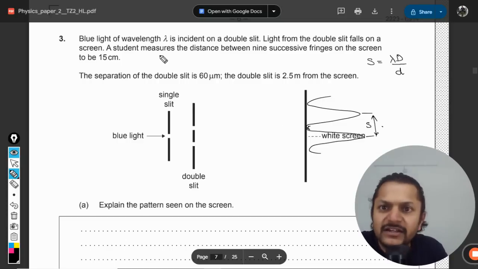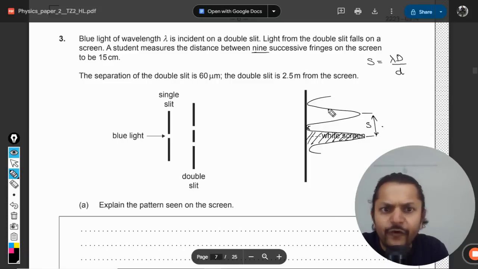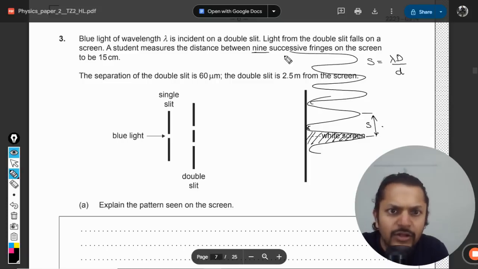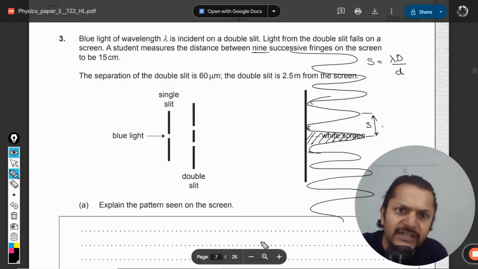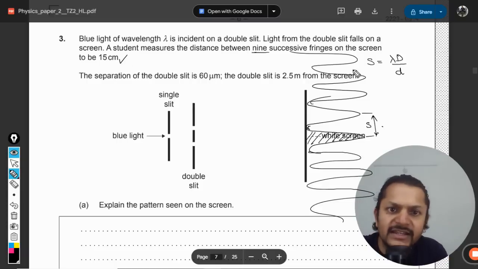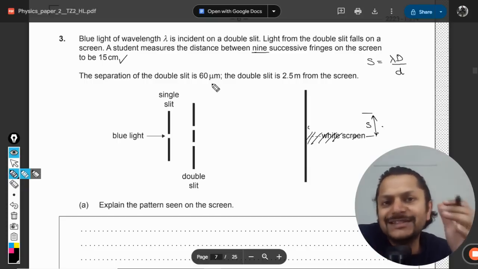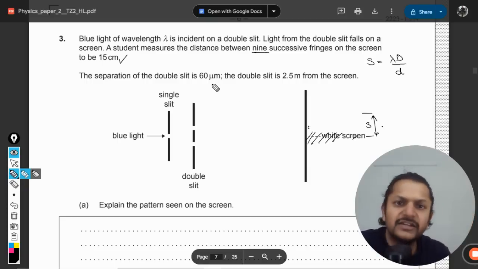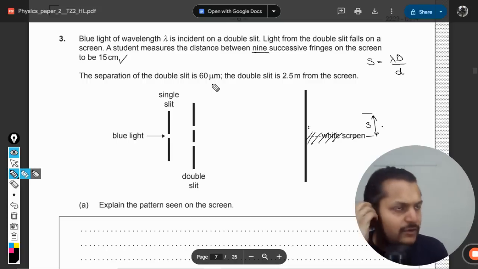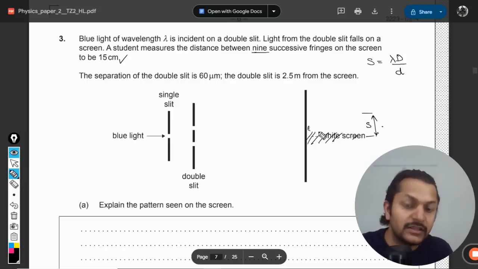Now it says that there are 9 successive fringes, so one will be the central, 4 fringes can be on this side, 4 fringes will be on this side. Overall there are 9 fringes in total. So the distance is 15 centimeters. So I can clearly say that the distance between one will be equal to 15 centimeter divided by 9, isn't it? No, 9 fringes there. So there is a catch here.